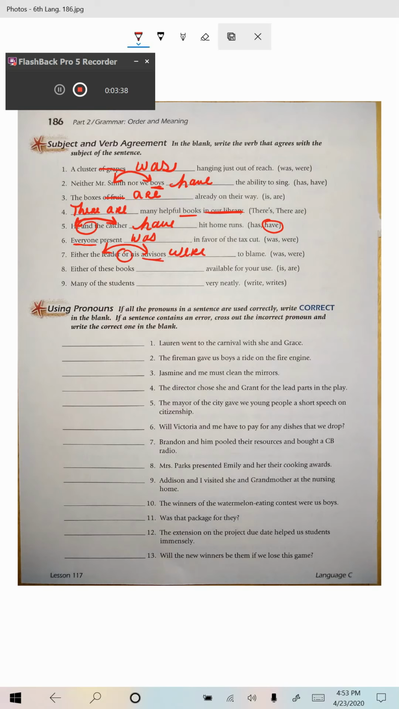Either of these books. Get rid of the books, because that's a prepositional phrase. If you leave books there, you're going to want to use the plural verb. But either is one of those indefinites, and we use singular. Once again, many of the students. Get rid of the students and go by many, not by the students. Many is one of those indefinites, and we will use the plural, which does not have the S.